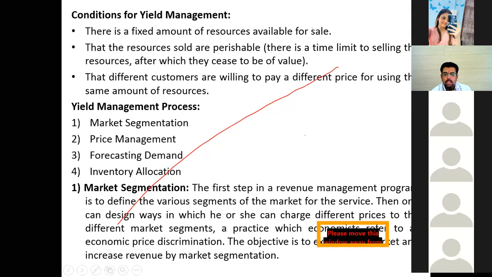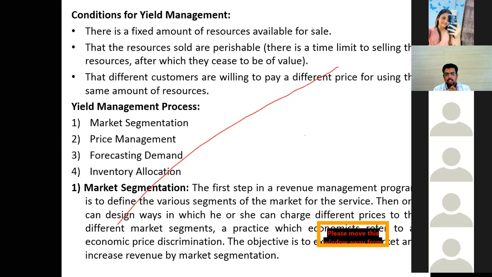No doubt. Okay, so on the basis of all these points, you need to forecast the demand of your product and inventory allocation also. You have already maintained inventory for your organization, to maintain the demand for your product and to supply the product on the basis of the orders or needs. So you need to sell those products on the basis of the orders. This is what you need to maintain with respect to market segmentation, price management, forecast demand, and inventory allocation. All these points come under the yield management process.